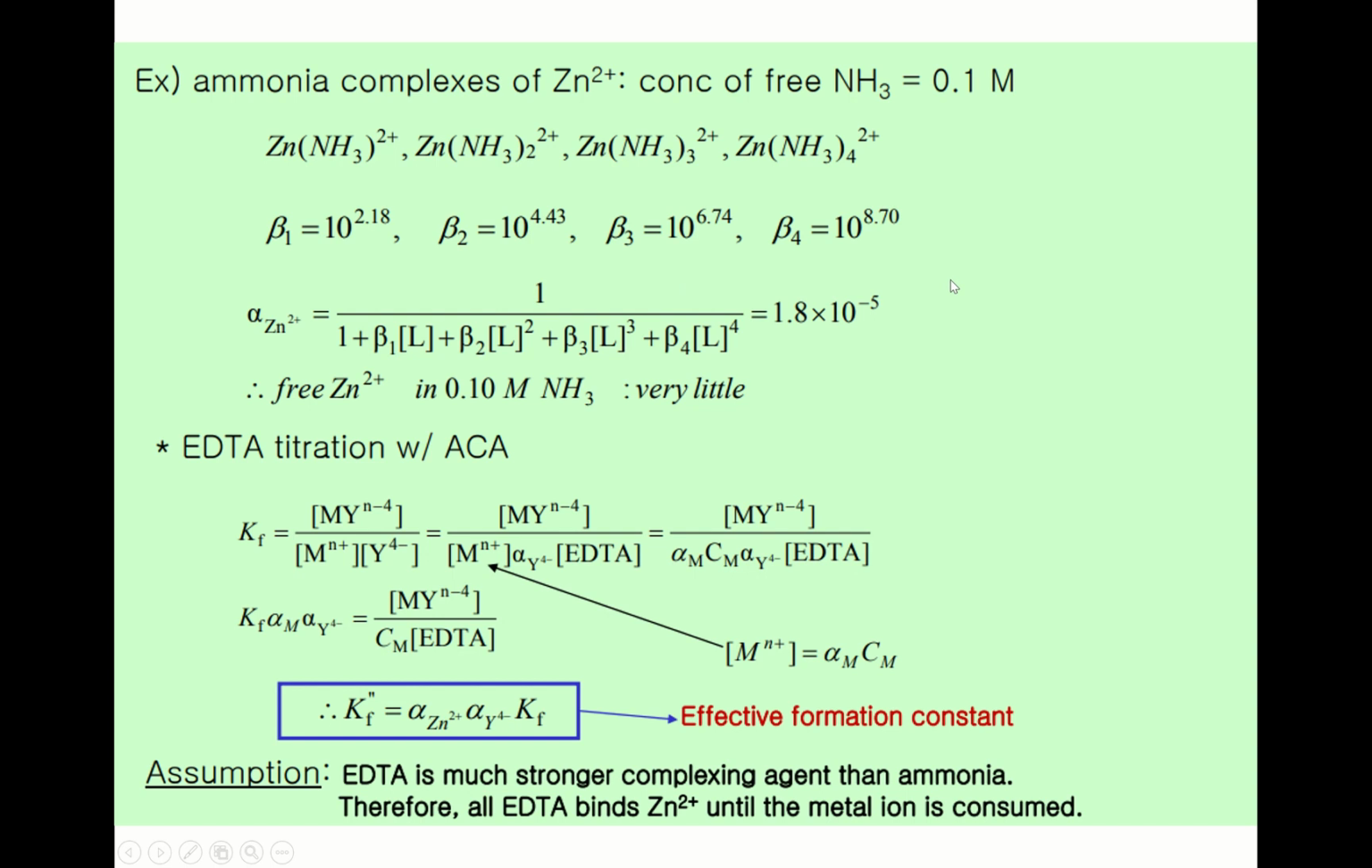The first thing we have to do is calculate the alpha value for free zinc ion. It is given by this, and then we calculate. Now we get 1.8 times 10 to the minus 5. Oh, very small. That means that before you add EDTA, in the presence of ammonia at this concentration, the free zinc ion concentration is already quite low, because its fraction is only 10 to the minus 5.